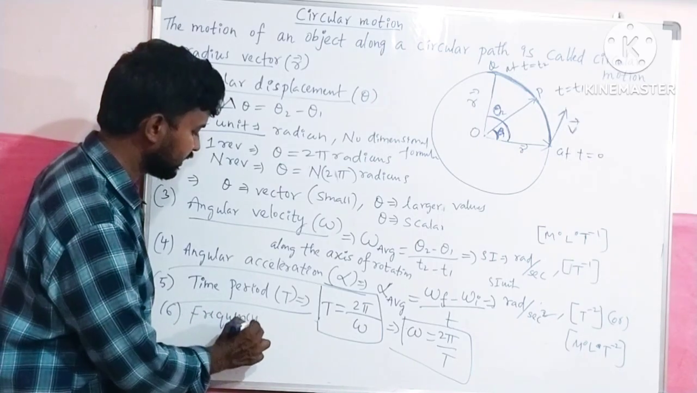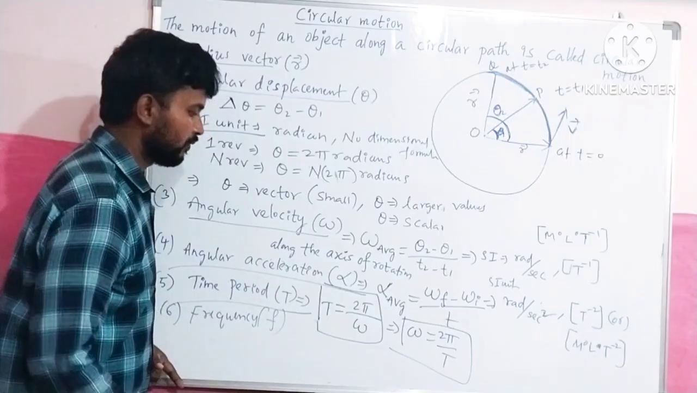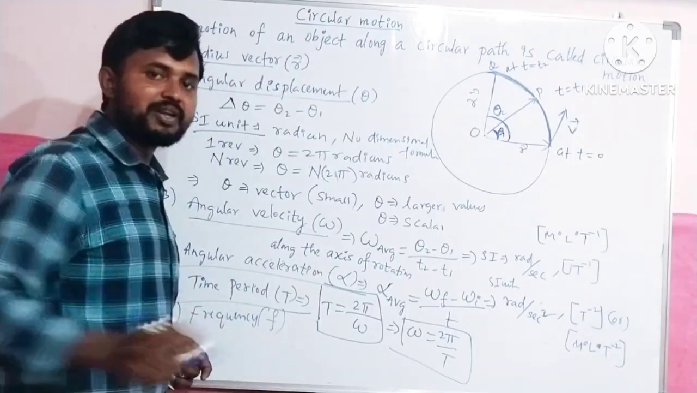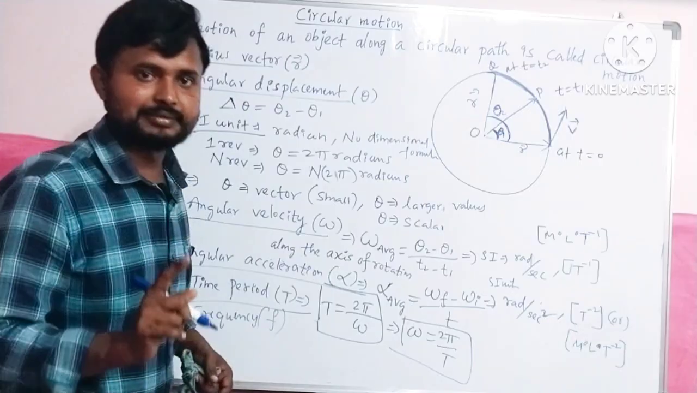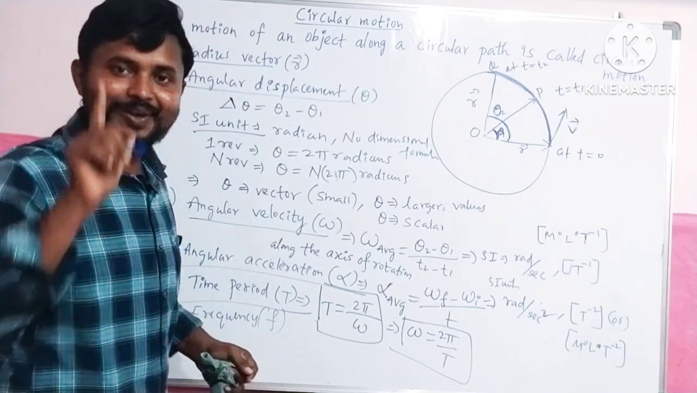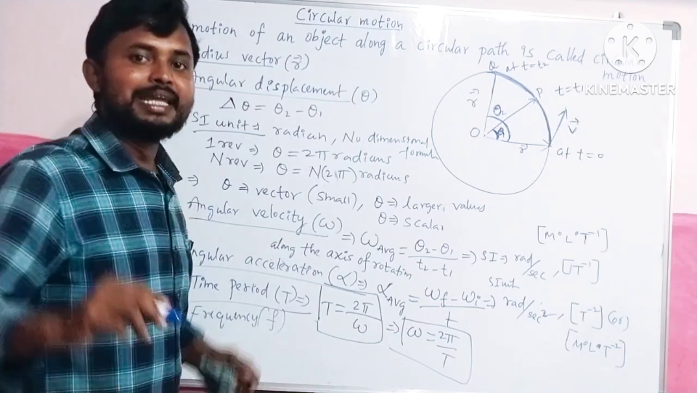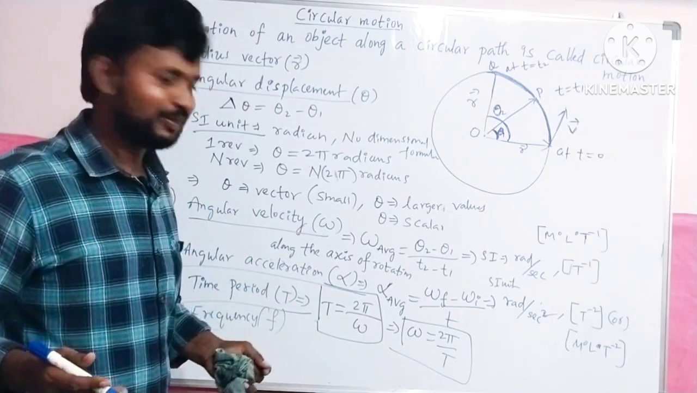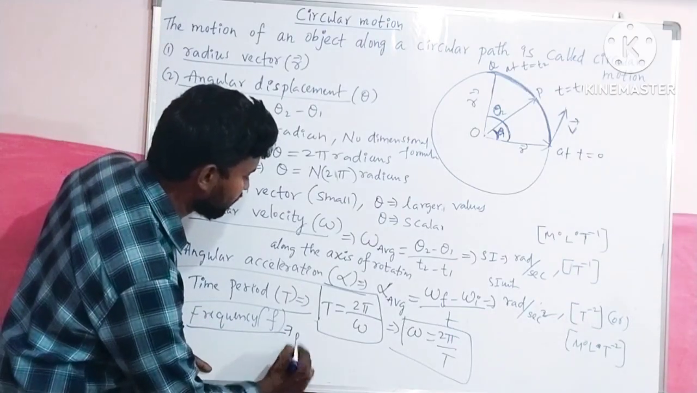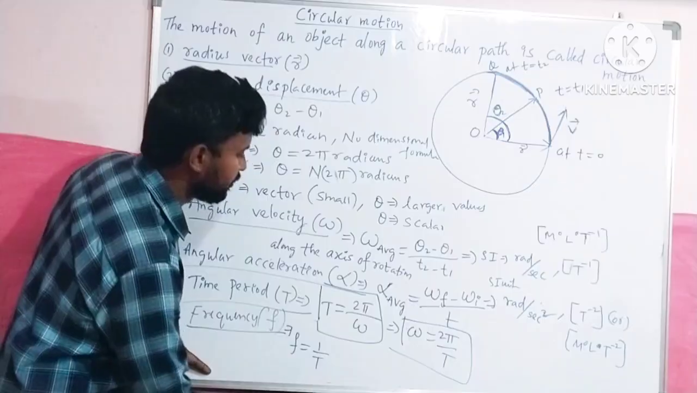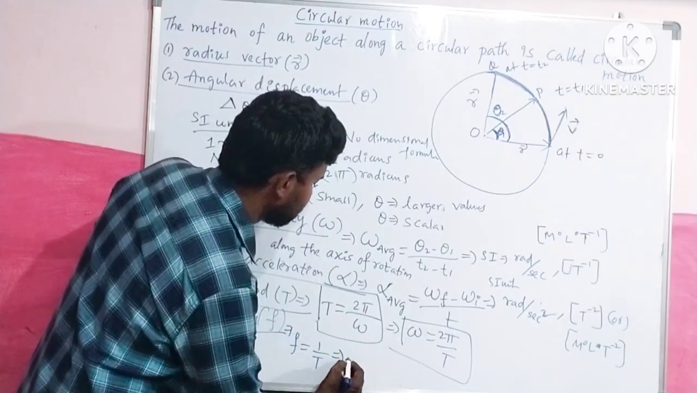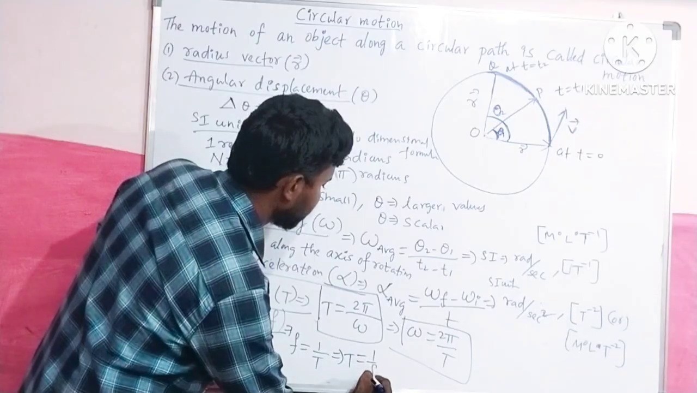Frequency is denoted by the letter small f. What does frequency mean? Frequency is the number of revolutions per second, the number of revolutions completed by the body in 1 second. 1 second లో ఎన్ని రివాల్యూషన్స్ కంప్లీట్ అవుతున్నాయో దాన్నే మనం ఫ్రీక్వెన్సీ అంటారు. So frequency equals 1 by time period. Here we can write time period equal to 1 by frequency.